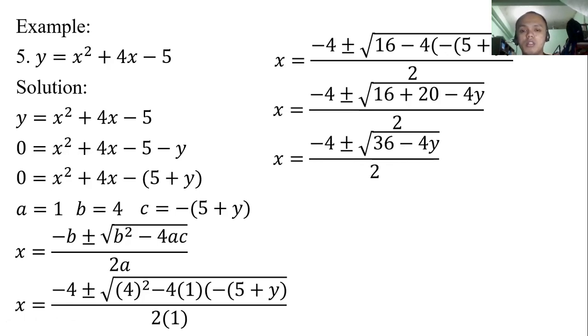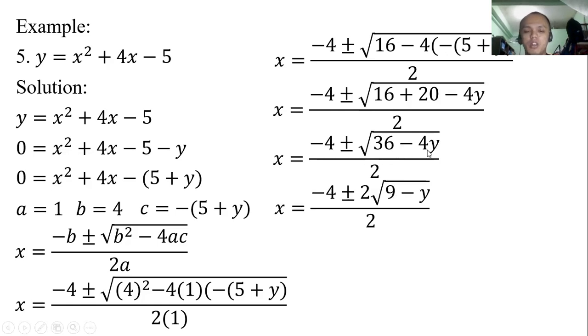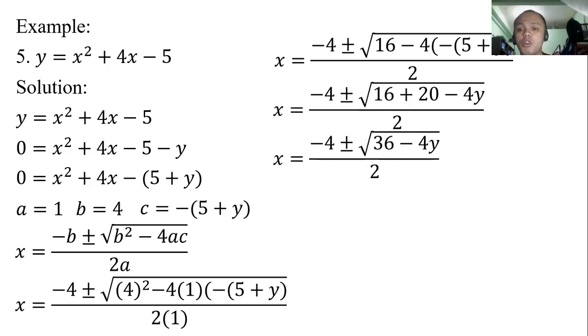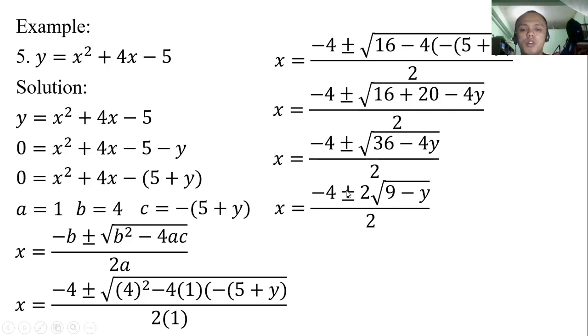Now, here, mangyayari, we will factor out kung ano yung common sa 36 saka sa 4. So, ang meron is 4. Then if we get the square root of 4, then we have here negative 4 plus or minus the square root of 4 is 2. Since na-factor out natin yung 4 dito sa 36, magiging 9 na lang. Na-factor out natin yung 4 dito sa 4y, magiging y na lang.